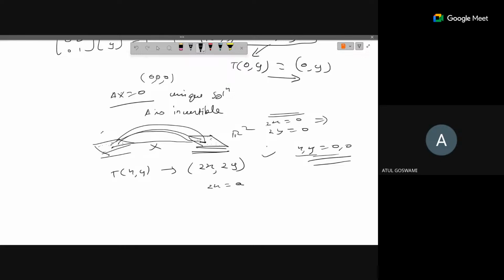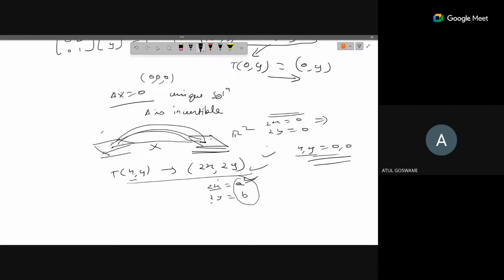For that we'll just take a general point, 2x, 2y equals a and b. Is the solution for a and b possible? Yes, x is a by 2. So whatever is the a, I'll just halve it and I'll get x. So basically a, b is a general point of R2 and I will be able to get it if I have x and y. That means it is onto as well.